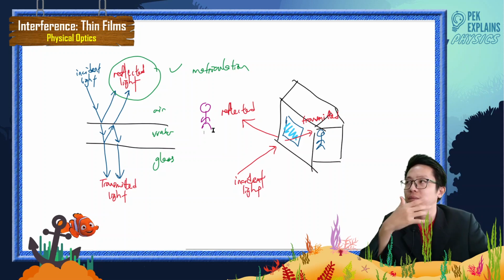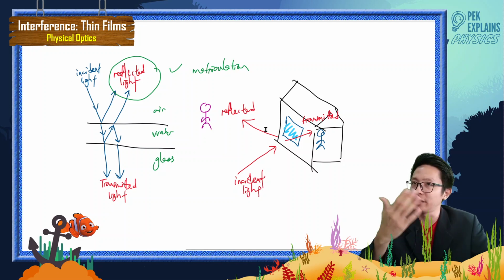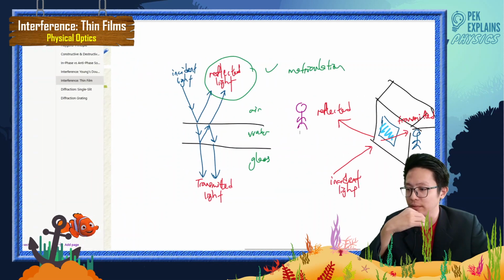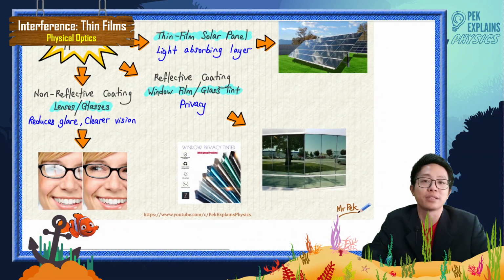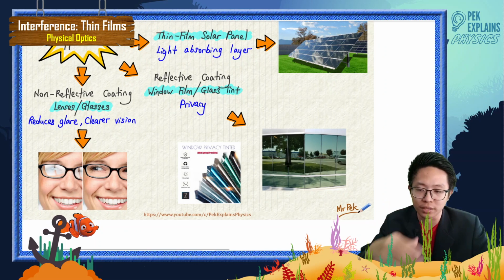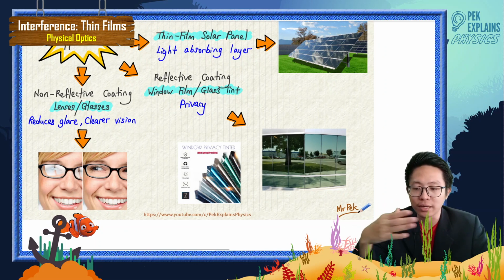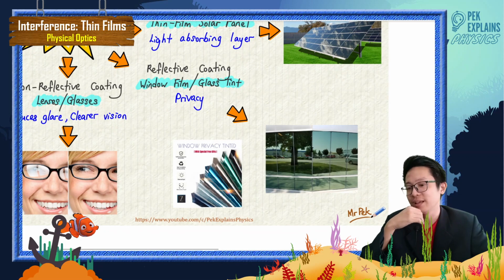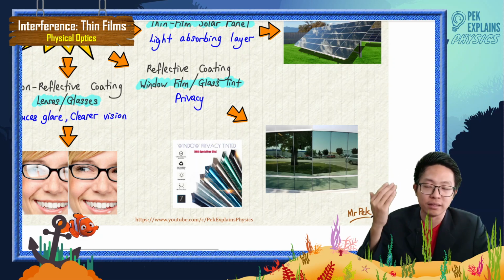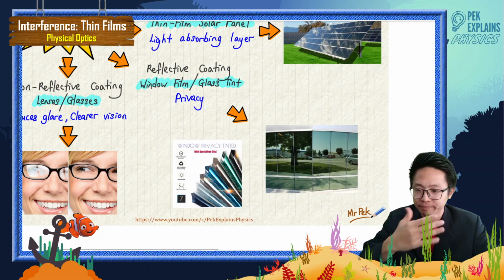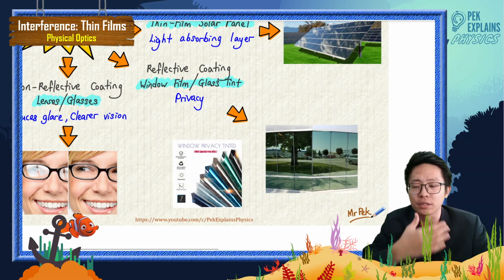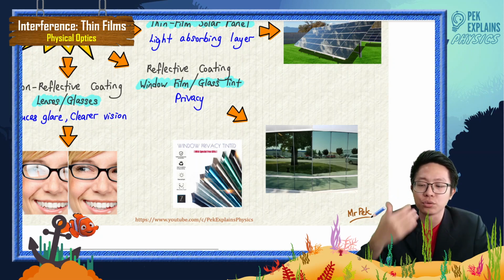So you can see sometimes some windows have a certain thin film like this one. We see this case: for some windows, the person outside cannot see through the window glass because of the window film. This window has a thin film. This is an application of thin film. The person from outside cannot see through the window. We call it reflective coating.